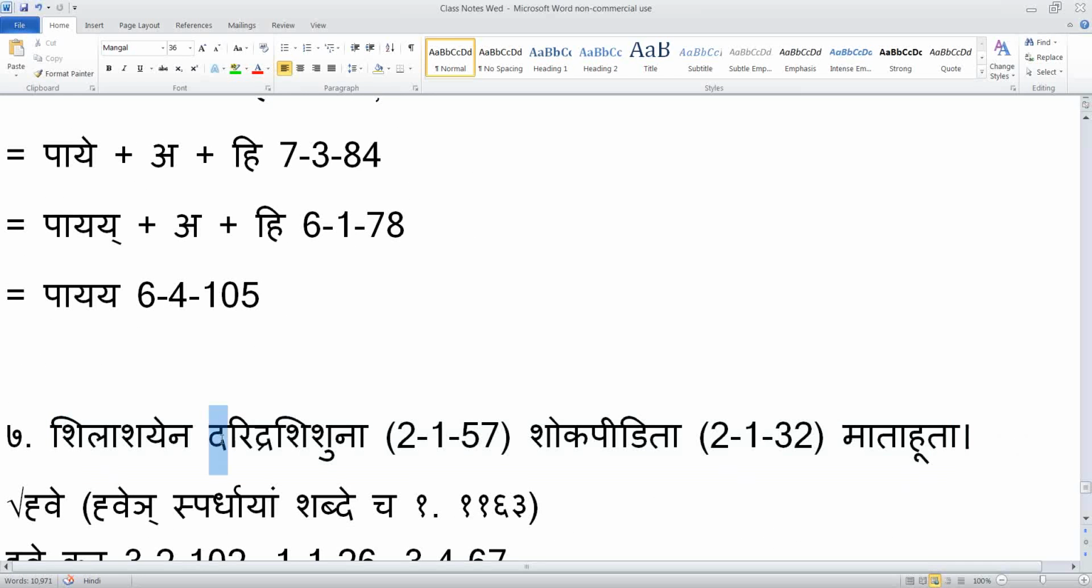So by the poor boy who was lying on a stone, or stone slab, I guess, the mother was called, the mother who was afflicted with grief. It's a very strange sentence, but the mother herself was shokapidita, shokatrasta, pidita, tritiya samasaha. So the mother who was afflicted with grief was called by the boy who was lying on a stone, and the boy who was poor.